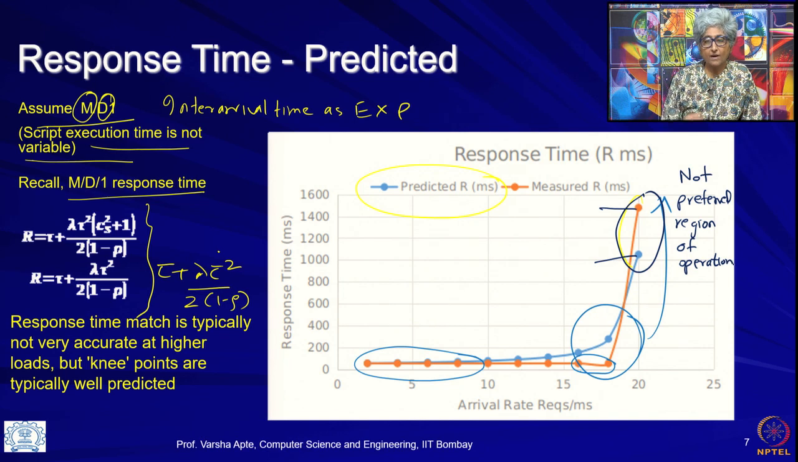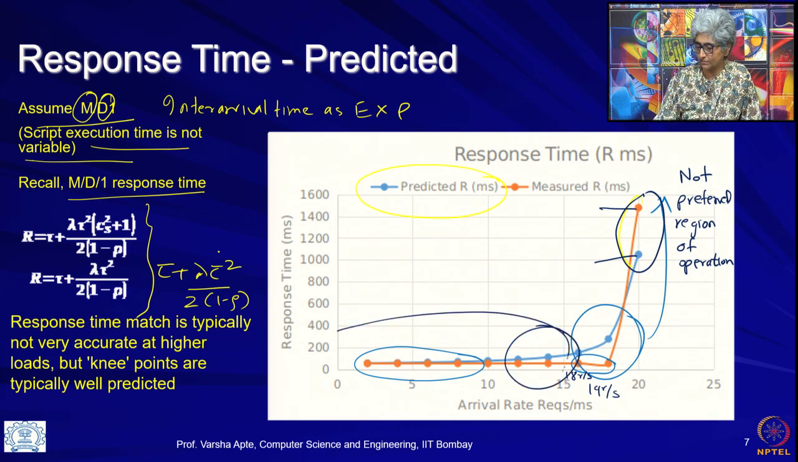Right. If I am operating a web server, this is not the point. If the capacity of the web server I know is around 20, I will not want to operate the web server at an arrival rate of 19 per second, or even 18 or something like that. I will be planning my server system such that each web server gets load at maximum at these levels, right.